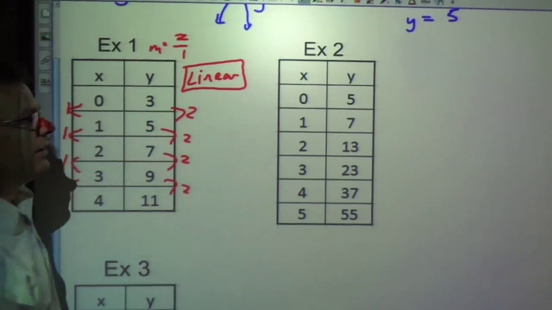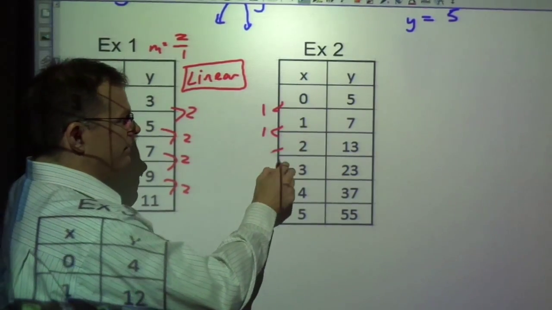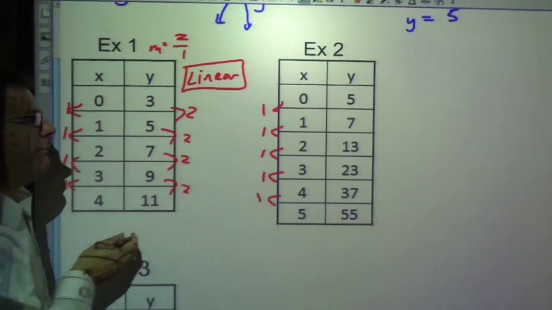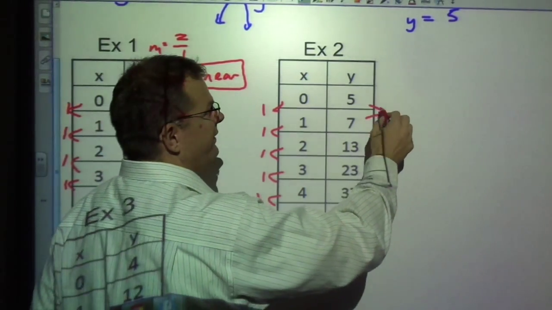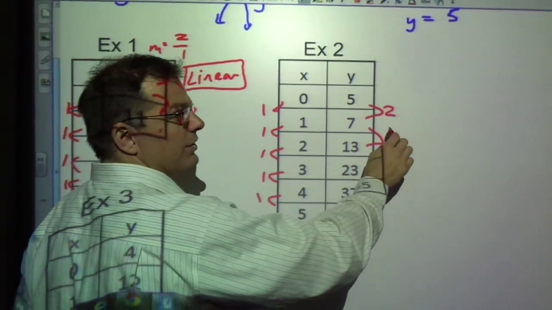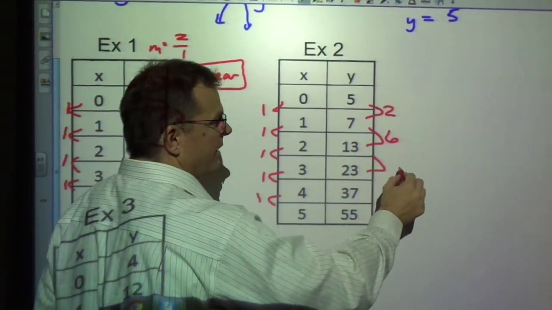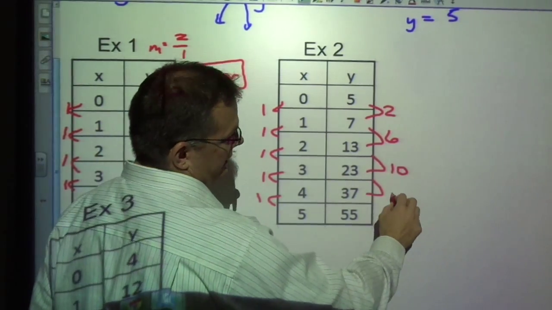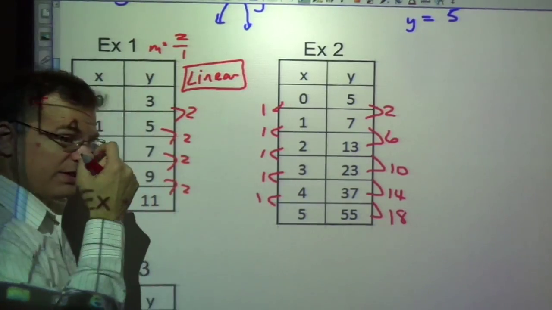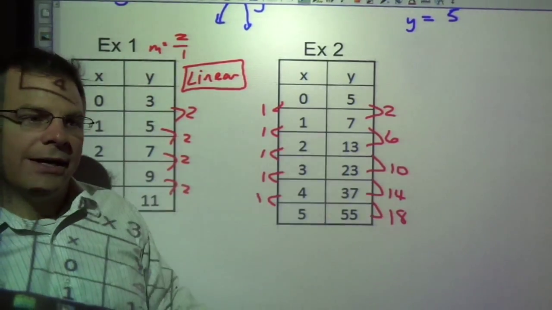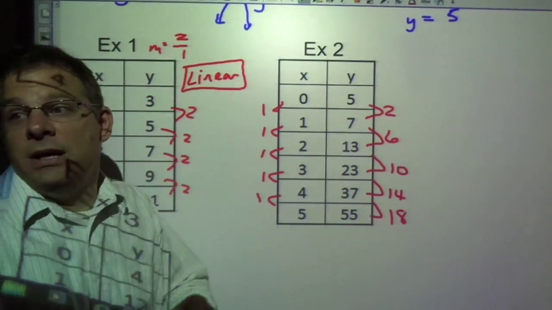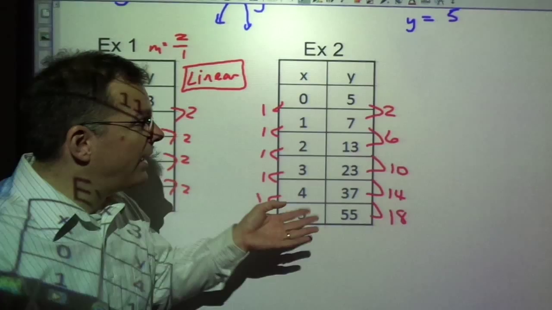Let's look at the next one. This also is increasing by 1. I made them all like this to make it easy today. If we subtract here, 7 minus 5 is 2. 13 minus 7 is 6. Uh-oh, those aren't the same. 23 minus 13 is 10. This is 14. This is 18. So what you notice here is that these are not the same. So it's not a constant rate of change, which rules out that it can be linear. It could be quadratic maybe, or maybe exponential, but not linear.